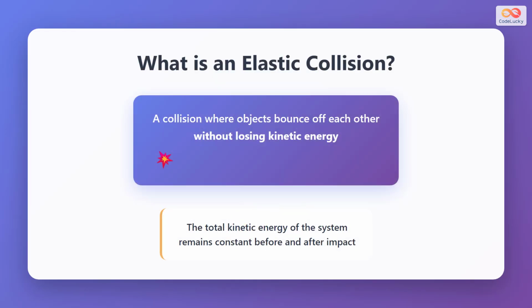An elastic collision is a collision where objects bounce off each other without losing kinetic energy. When two objects collide elastically, they separate after impact with the same total kinetic energy they had before the collision. The key characteristic is that the total kinetic energy of the system remains constant before and after impact. No energy is lost to heat, sound, or deformation.